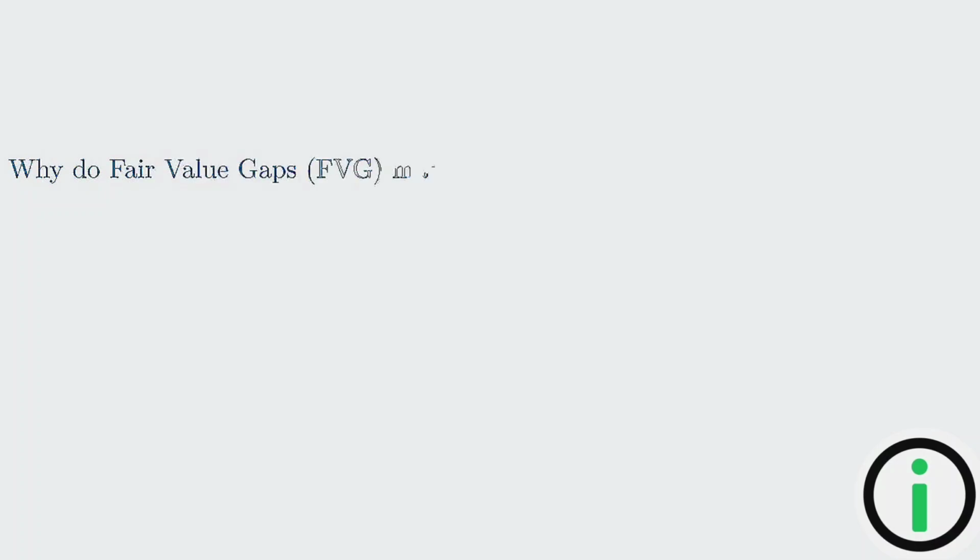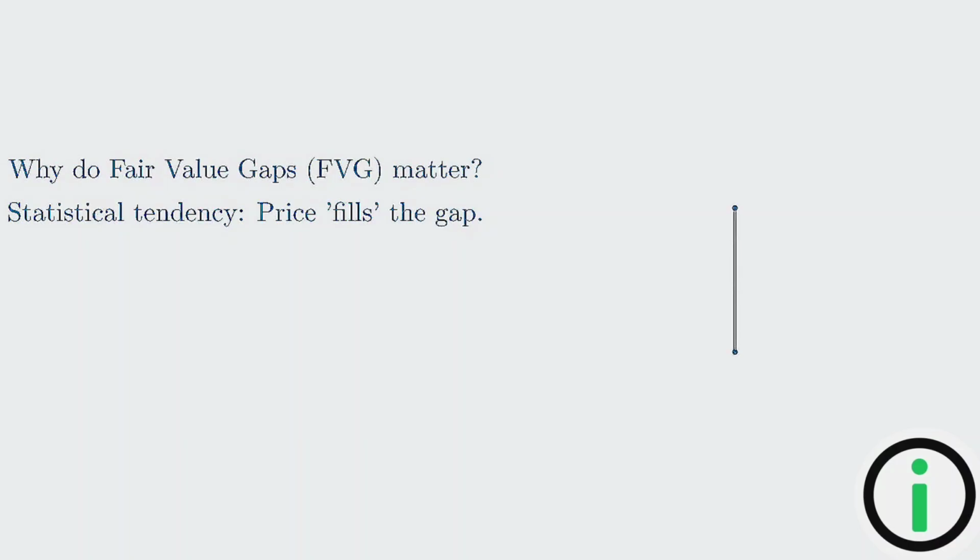Why does the fair value gap matter so much to us as traders? Price has a strong statistical tendency to return and fill this gap before continuing in its main direction. Think of it like a stretched rubber band. When the market moves too fast, it creates a vacuum. The market usually snaps back partially to fill that undertraded zone before resuming the trend. While it is not a 100% guarantee, it is a well-documented tendency used by institutional players.